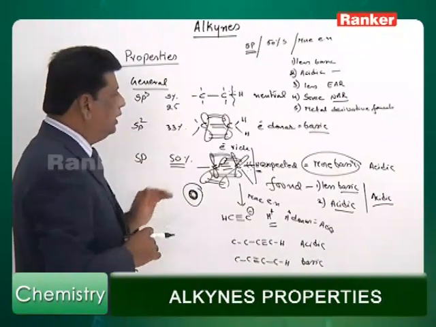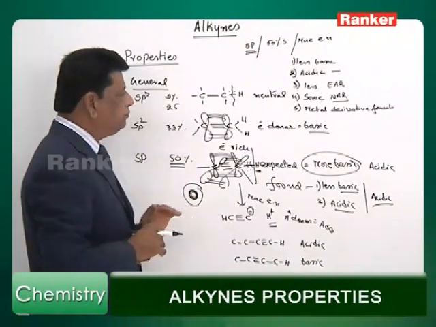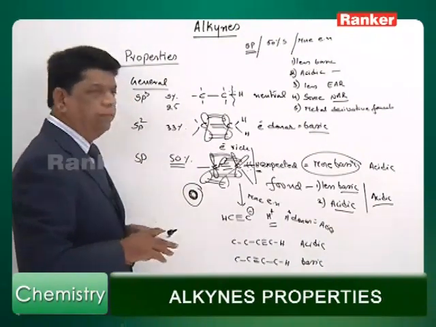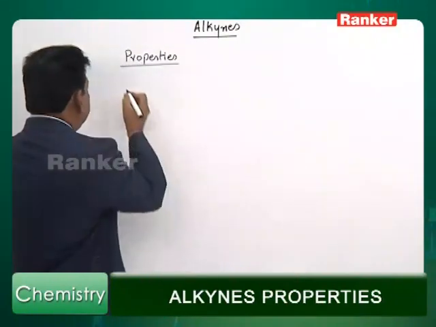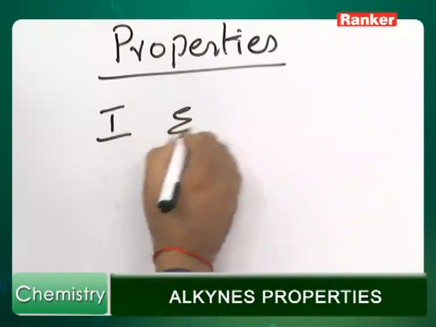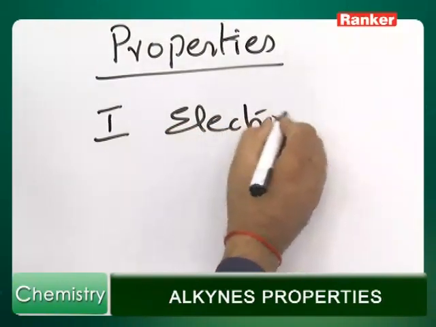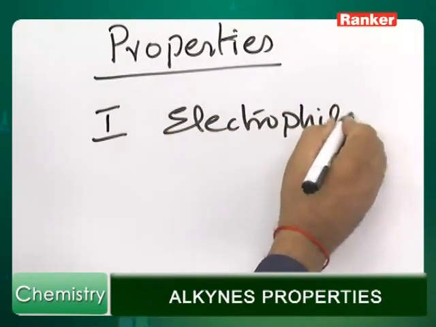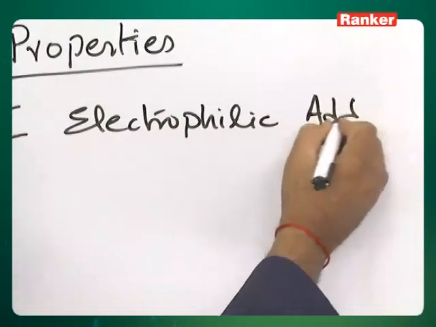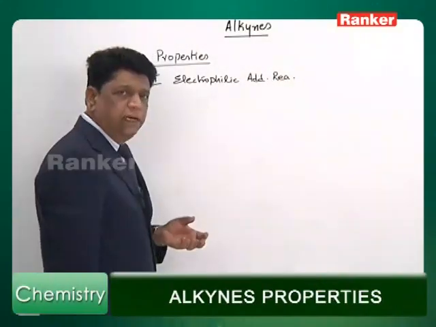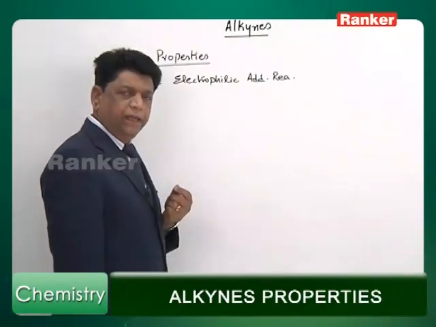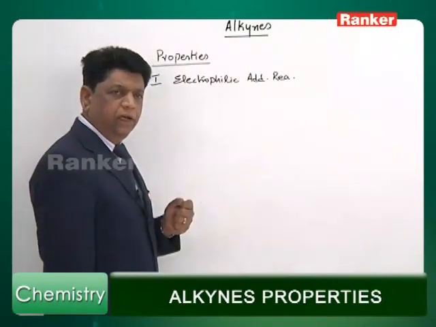Now, let us go one after the other. We will see what types of reactions alkynes undergo. Let us take the first property as electrophilic addition reactions. As we know, ethylene reacts with HCl and gives ethyl chloride.